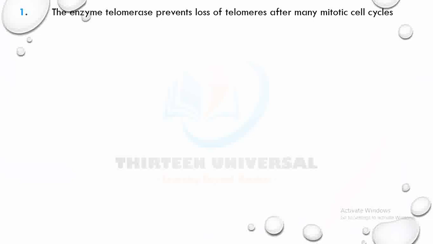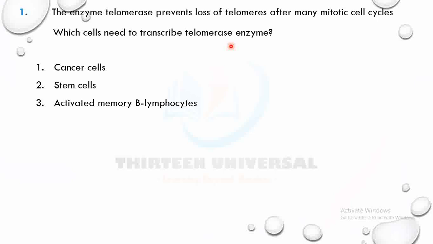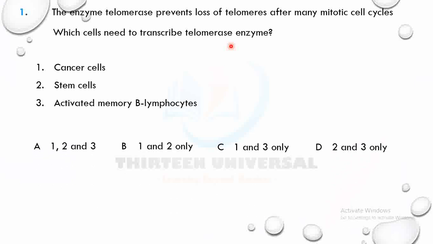All right, come on. See the first question there. It says the enzyme telomerase prevents loss of telomeres. That means it replenishes telomeres after many mitotic cell cycles, so it keeps replenishing it. So let's see which cells need to transcribe telomerase enzyme. Cancer cells, stem cells, activated memory lymphocytes. Which of them needs to transcribe telomerase? Which of them does not prevent loss of telomeres?